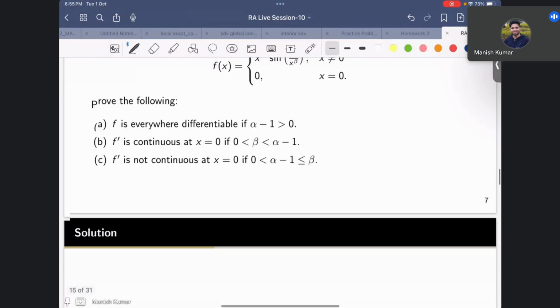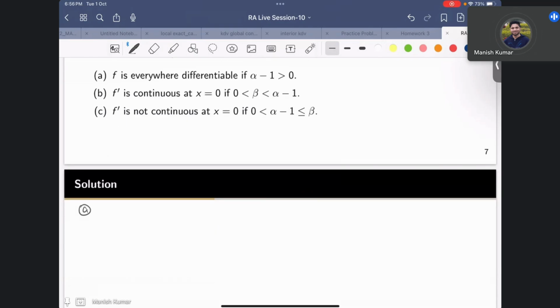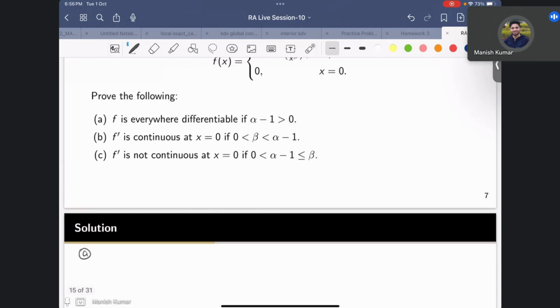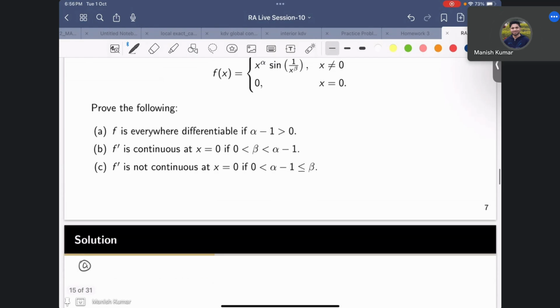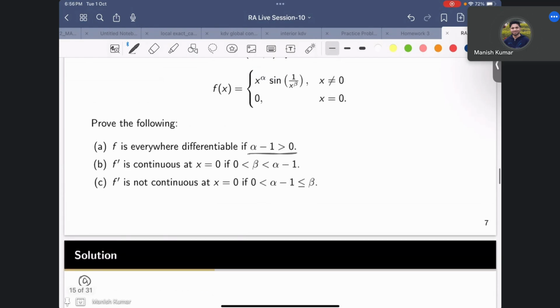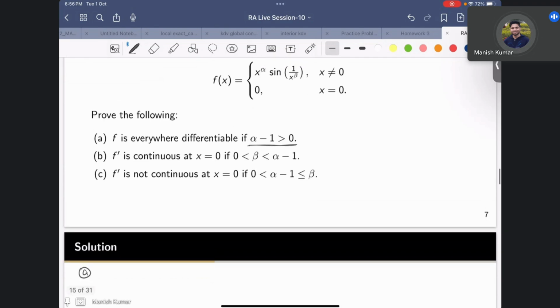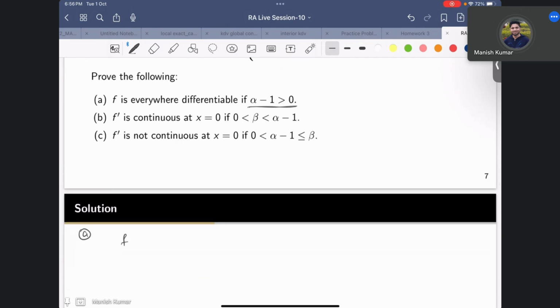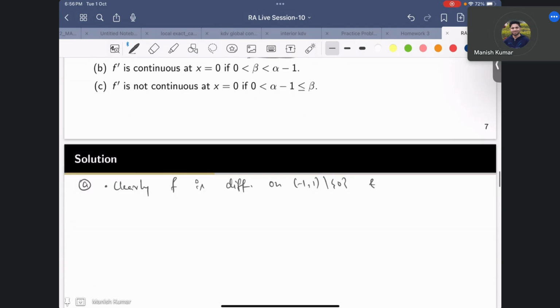Okay, so let's start with the first part. The first part asks us to prove that it is everywhere differentiable, if alpha satisfies this property, that alpha is strictly greater than 1. So let us try to see that. I can write one line that clearly f is differentiable on minus 1 comma 1 minus 0. And f prime of x would be given by, so maybe you can calculate.